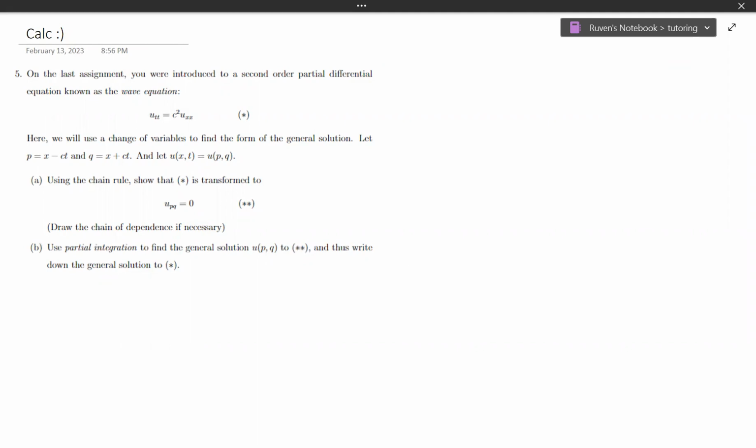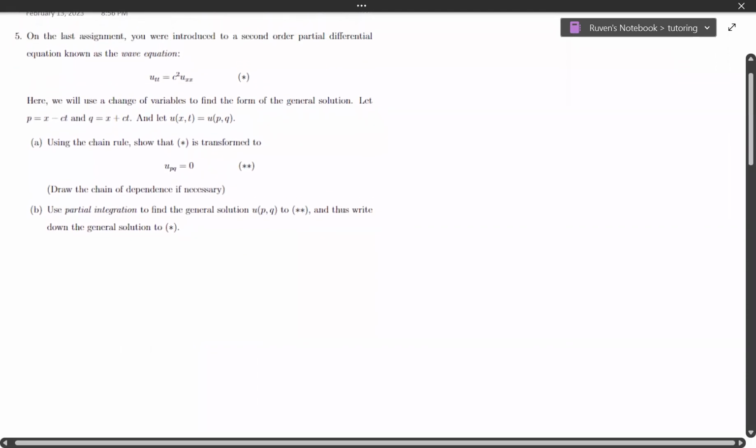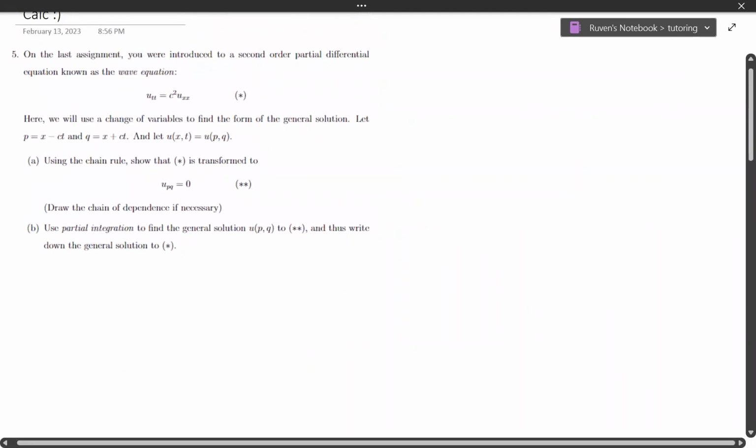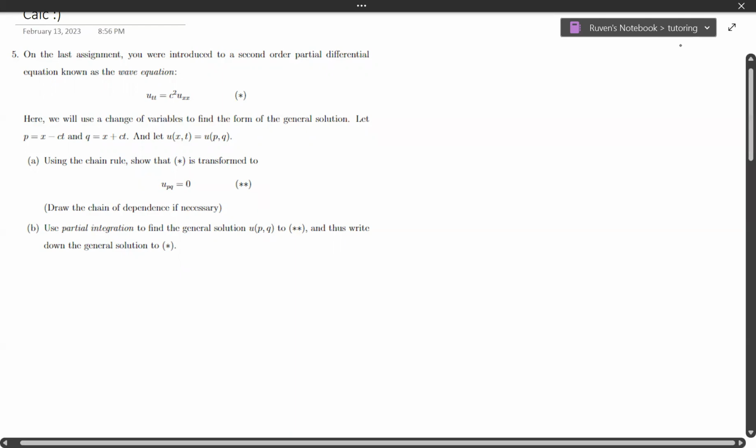On the last assignment, you were introduced to a second-order partial differential equation known as the wave equation. Here, we will use change of variable to find the form of the general solution. Let p equals x minus ct and q equals x plus ct, and let u(x, t) equal u(p, q). Using the chain rule, show that star is transformed to this.